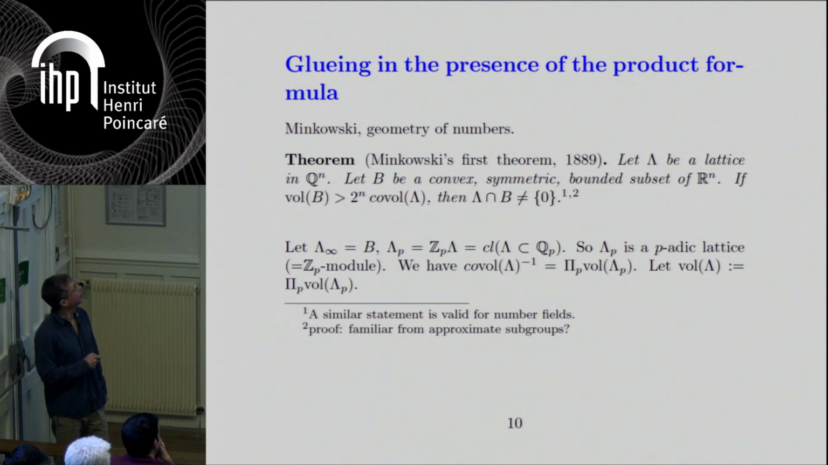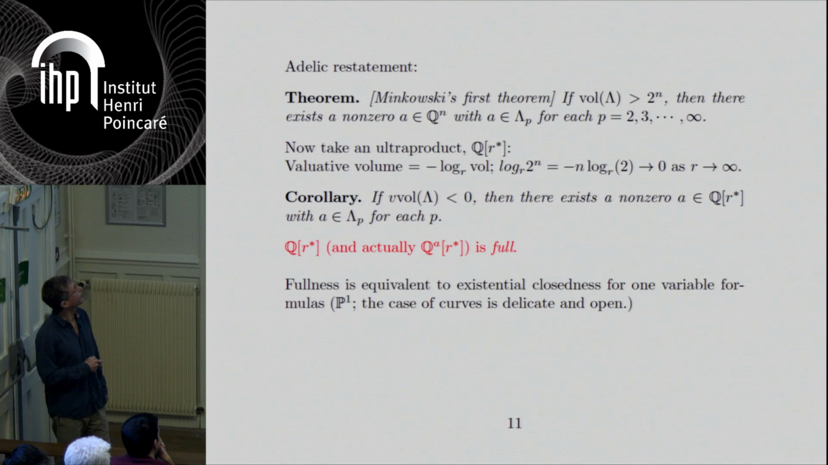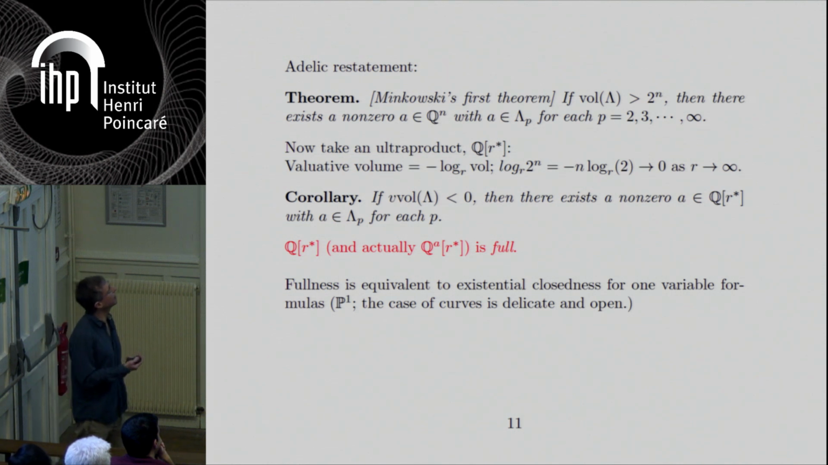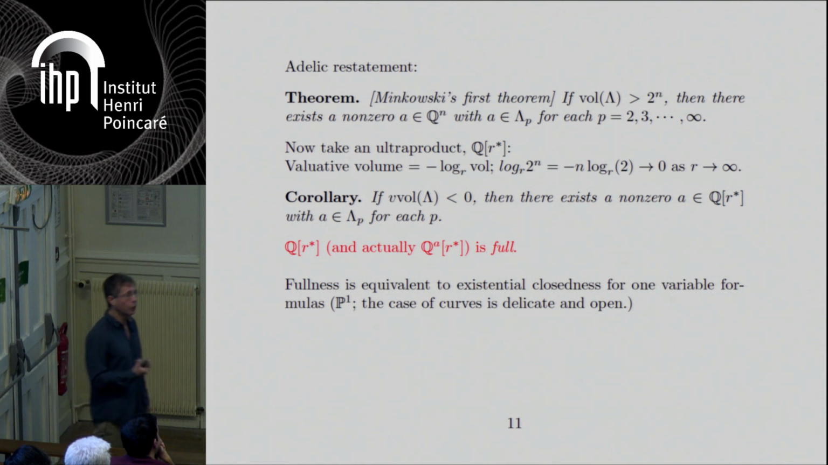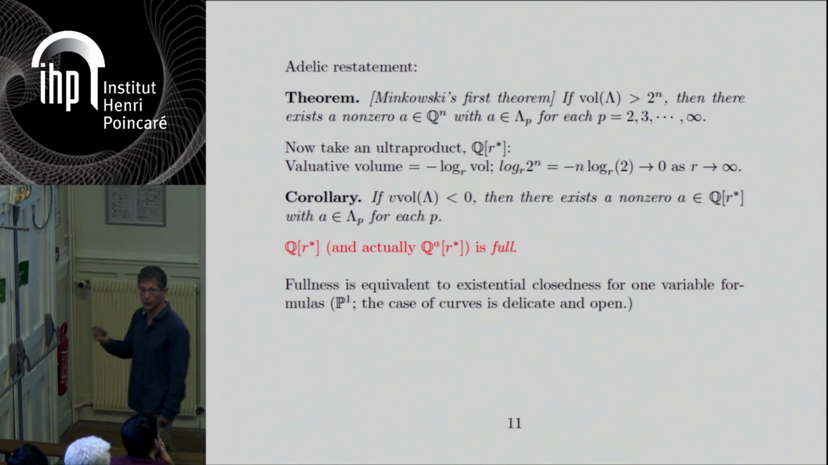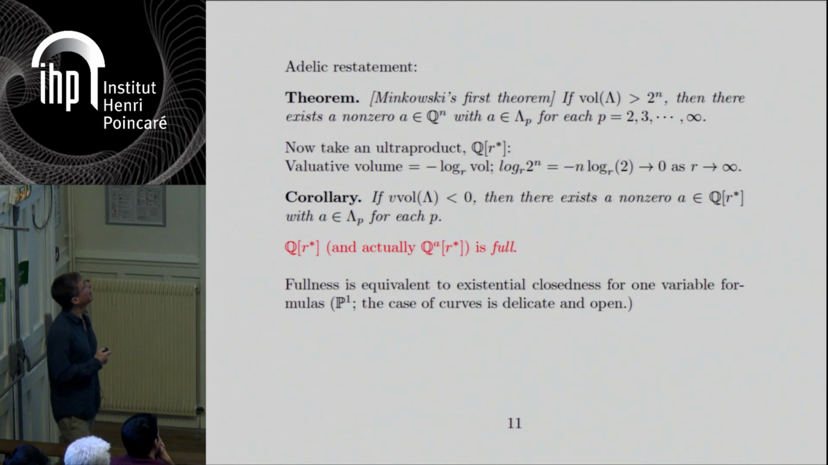So the volume just becomes the product over all primes of the p-adic volume. And this is just a restatement of the same theorem ideally. OK, what do we get? This is a true theorem, and therefore, if we take an ultraproduct, we're going to get another true statement.